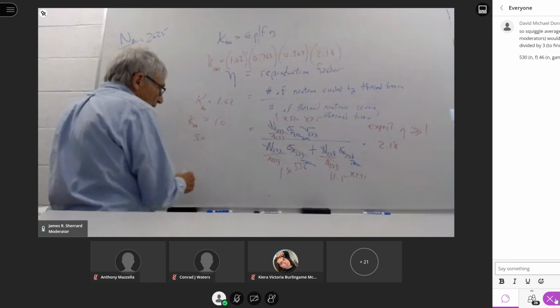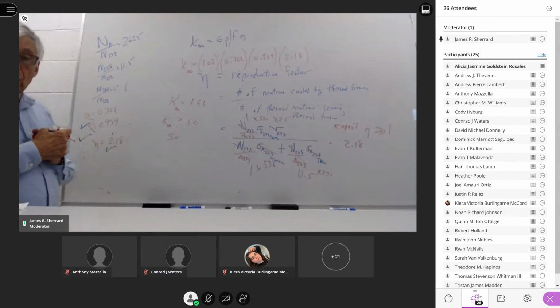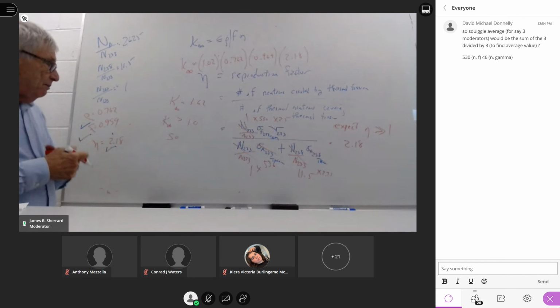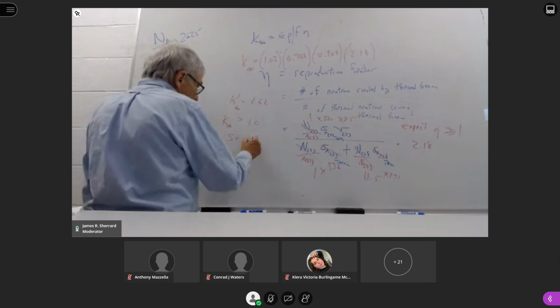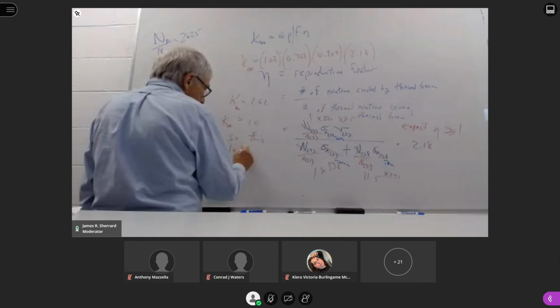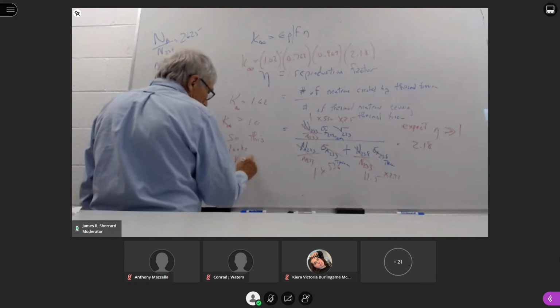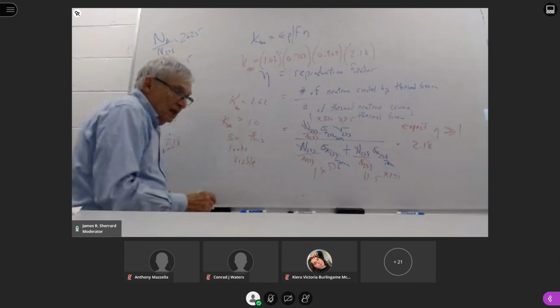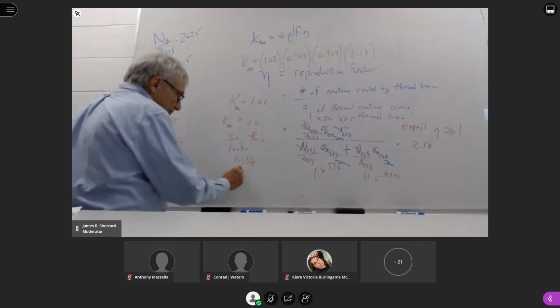So if we're looking at this for a fuel moderator mixture that we're going to put in a reactor shape, this looks viable, so we would proceed.